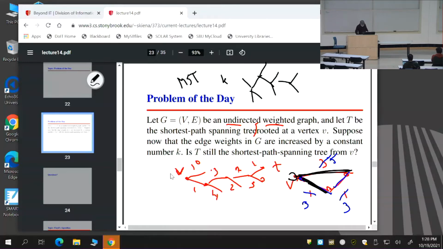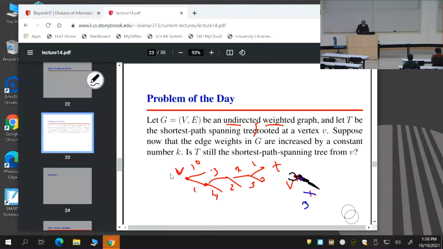Okay, good. Let's see if I can erase this thing and move on.